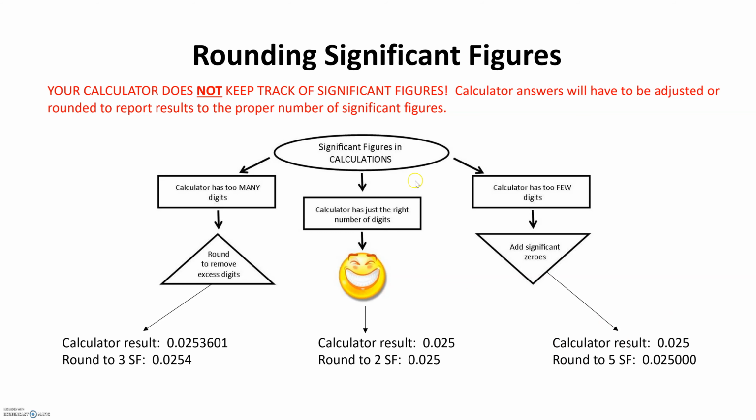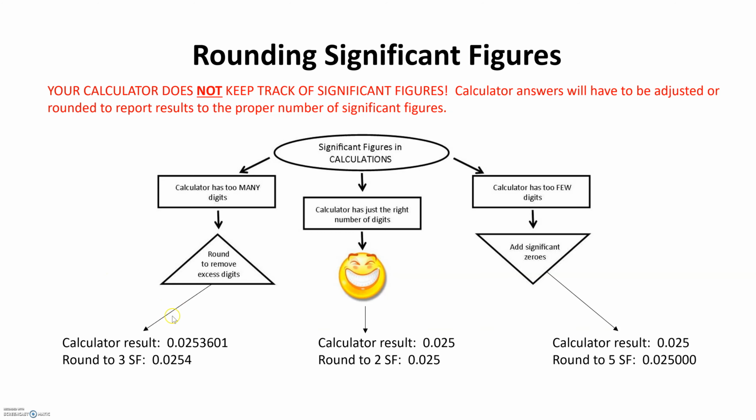So you've got 3 options when you put your numbers in your calculator. Either your calculator gives you too many digits, which is very typical, or it has too few digits, which does happen fairly often, and then very rarely your calculator gets it just right. So let's see how we would round things, how we would have to adjust our numbers to report our answer correctly. So let's suppose this is our calculator result, 0.0253601, and we know that our answer is only supposed to have 3 significant figures. So how are we going to round that?